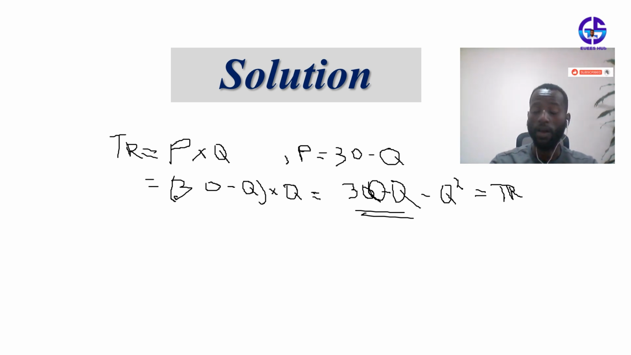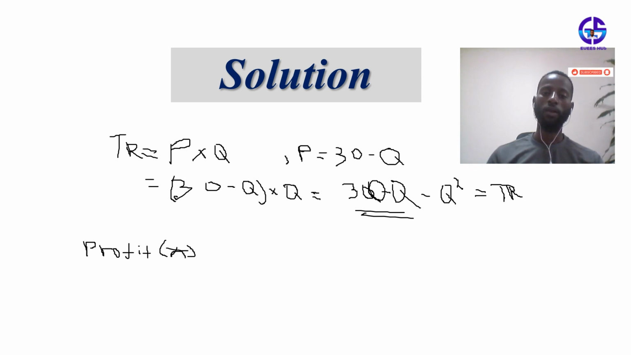How can we calculate profit here? To calculate profit, this profit is equal with total revenue minus total cost. So here, let us symbolize profit by pi, which is equals to TR or total revenue minus TC or total cost.